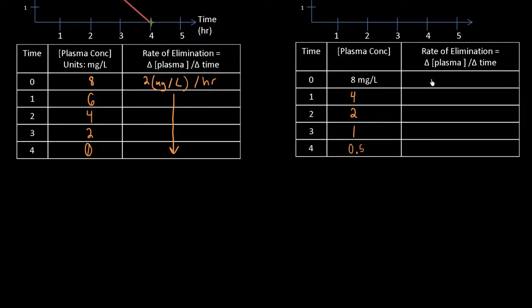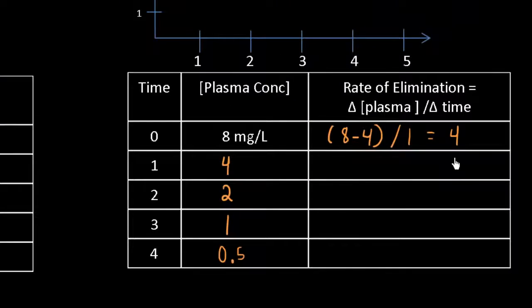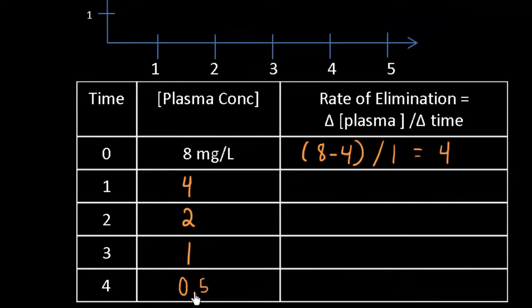So if I look at the rate of elimination, remember for first order, we don't expect this to be constant. It is going to be higher for the higher plasma drug concentrations. So the change in plasma concentration, that's 8 milligrams per liter minus 4 milligrams per liter over 1 hour, and so that comes out to be 4. And if I do that same calculation in each place, next in the numerator I'll have 2 over 1, and then I'll have 1 over 1, and then I'll have 0.5 over 1. So the rate of elimination is also changing here.